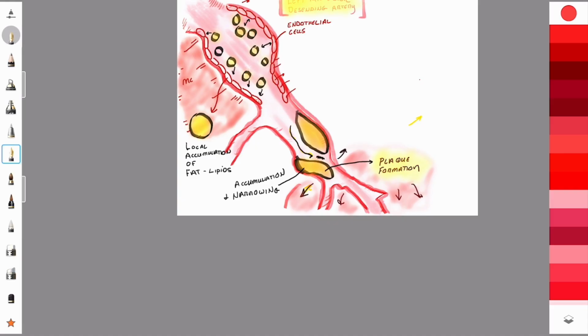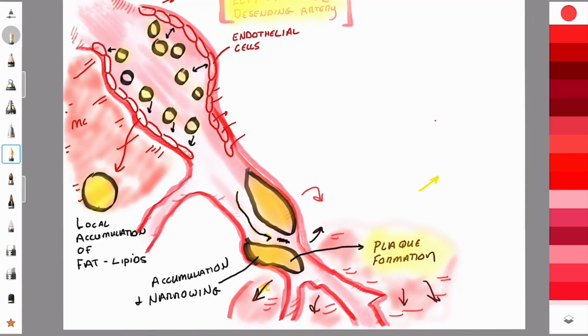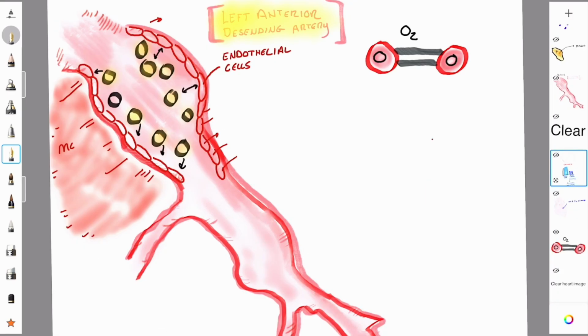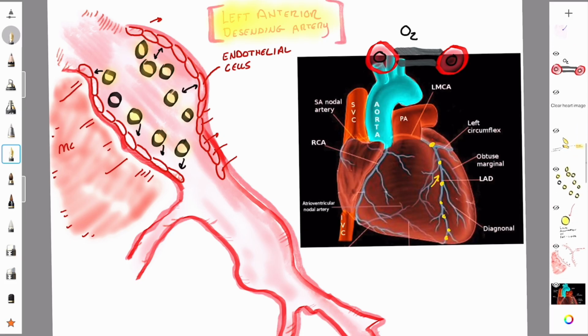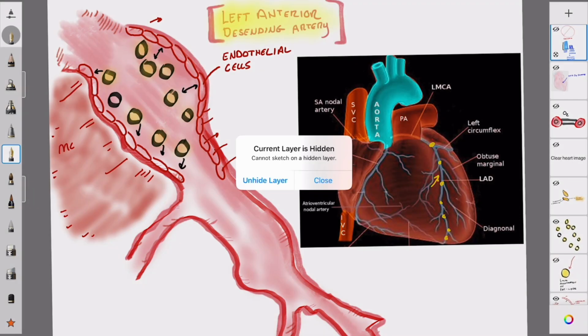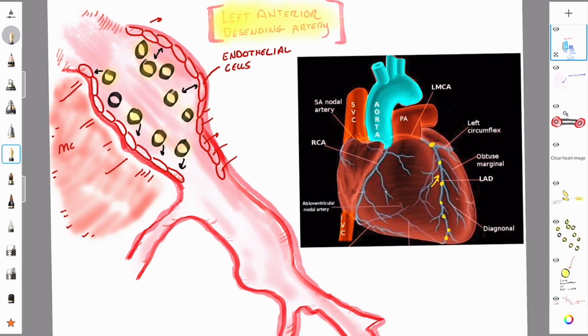So again, this is myocardium down here. I'm going to make it striated because those cardiomyocytes are striated. So now anything below this blockage is going to get very poor levels of oxygen. So again, here is the arena. Let's bring this back just to make sure that we're all on the same page. We're talking about this left descending artery.